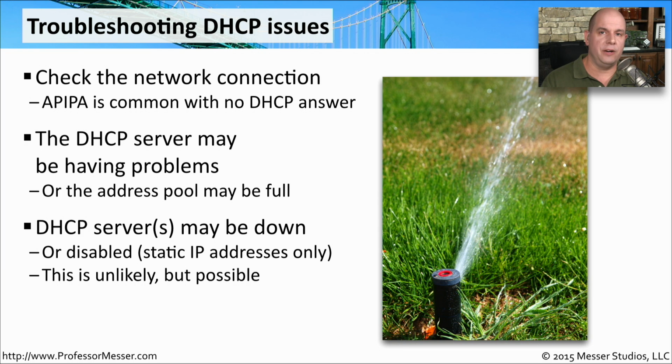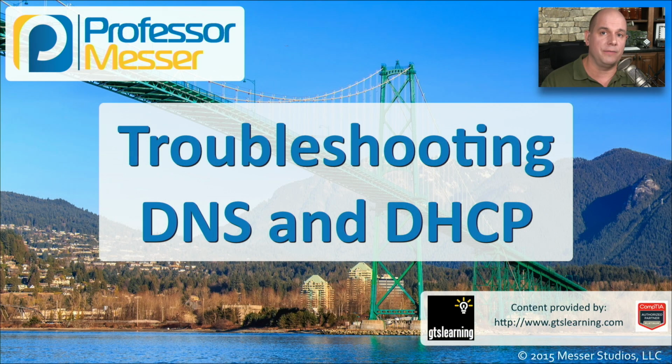We often engineer our networks with multiple DHCP servers so that if you lose one server, you have a backup. But if your network was not engineered this way and you've lost the primary DHCP server, then you won't be able to get any IP addressing and you're going to have problems communicating outside of your local subnet.